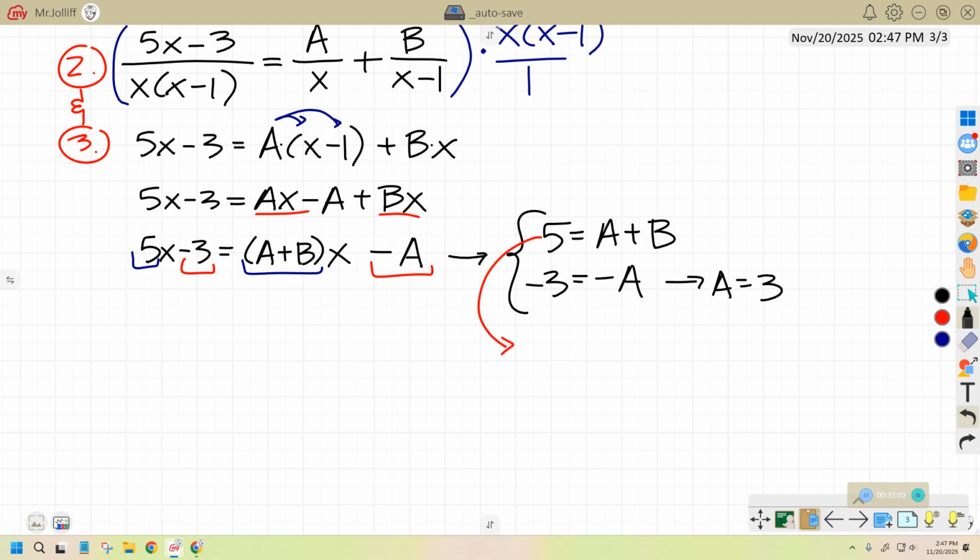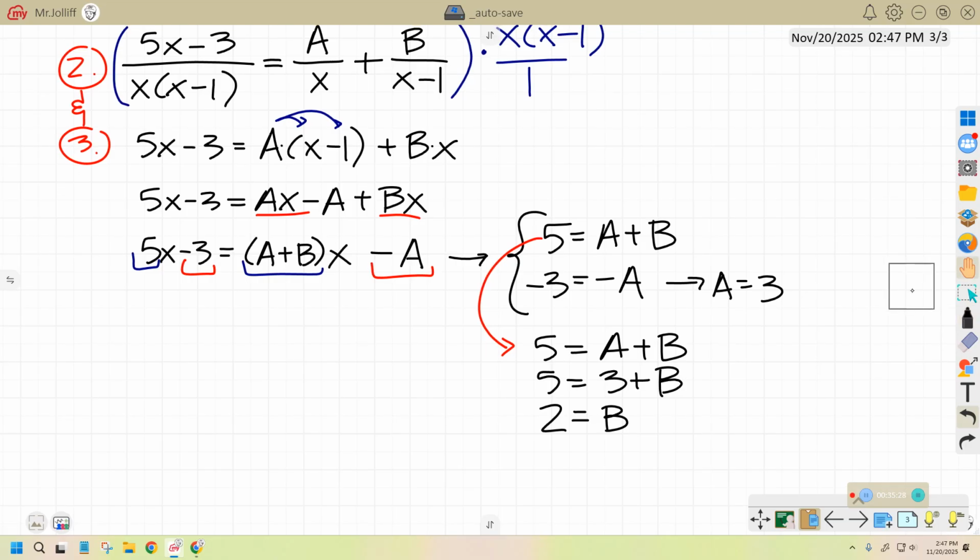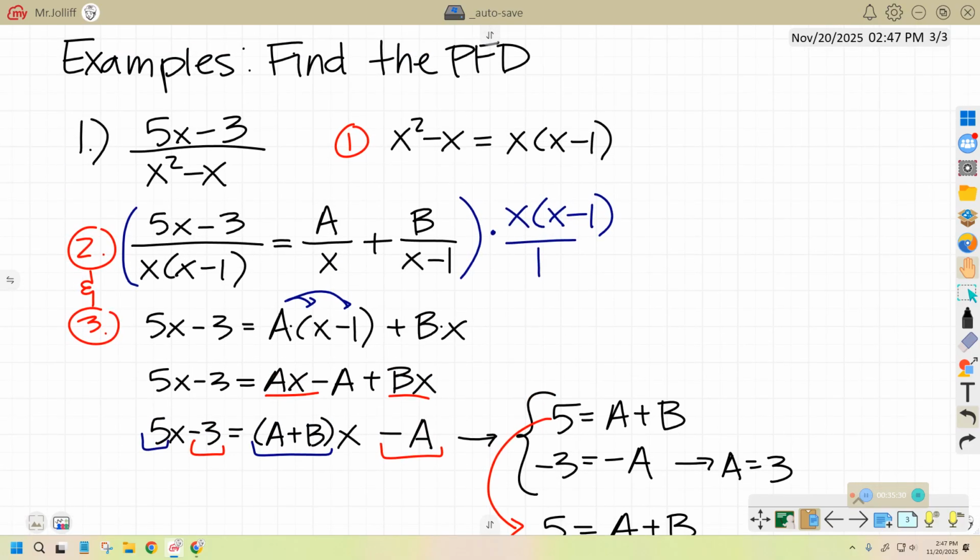So I know that 5 equals a plus b, and I know that a is 3. What is b? 2. Yeah. And all I'm going to do is go back to the top, and I'm going to replace a with 3 and b with 2. We're going to go back up to the top. So I now know that that is 3, and this is 2.